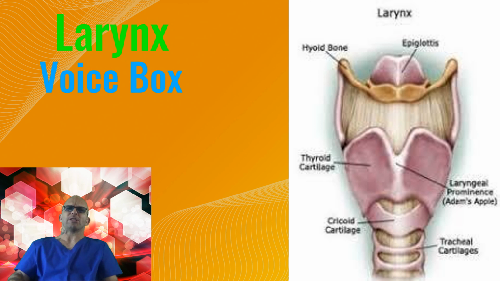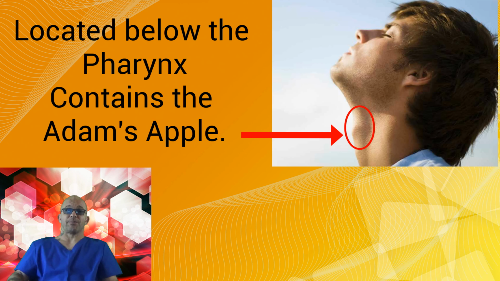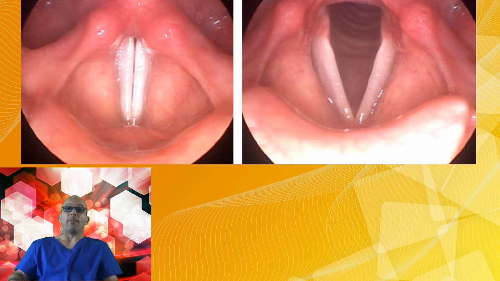We will now discuss the larynx, also known as the voice box. The composition of this organ is made mostly of cartilage. This structure is located below the pharynx and contains the commonly known Adam's apple. The larynx also contains vocal cords. Muscles pull on these cords to provide tension or relaxation and enable them to produce sound.